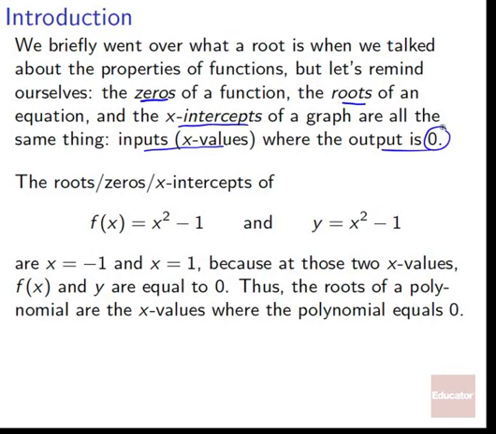The roots, zeros, x-intercepts of f of x equals x squared minus 1 and y equals x squared minus 1 are x equals negative 1 and x equals positive 1, because at those two values, f of x and y are equal to 0, right? If we plug in negative 1, squared will become positive 1, and then minus 1, 0. We plug in positive 1, squared, 1 minus 1, 0. Those two things cause it to spit out 0, so the roots of the polynomial are the x values where the polynomial equals 0. The roots of the polynomial x squared minus 1 are negative 1 and positive 1.